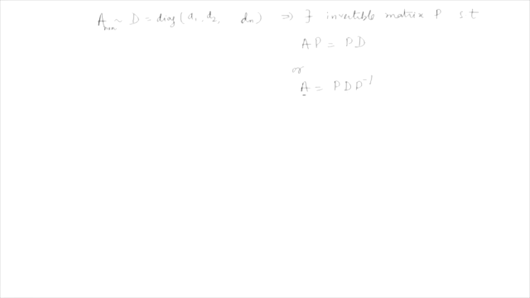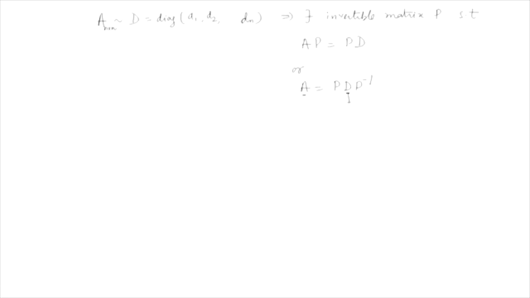Now we know that eigenvalues of similar matrices are the same. This we have already proved. And D is a diagonal matrix, and the eigenvalues of a diagonal matrix are nothing but the diagonal elements itself. So we can say that the diagonal elements of this D are nothing but eigenvalues of A. That means if A has eigenvalues lambda 1, lambda 2 up to lambda n, then this D will be lambda 1 0 0 0, 0 lambda 2 0 0 and so on up to lambda n, because similar matrices have the same eigenvalues.